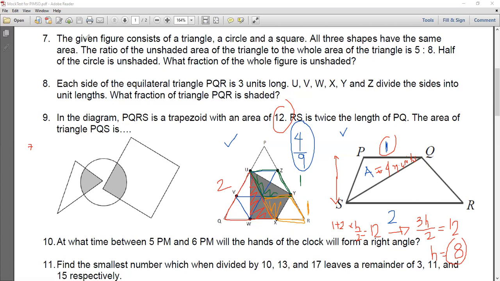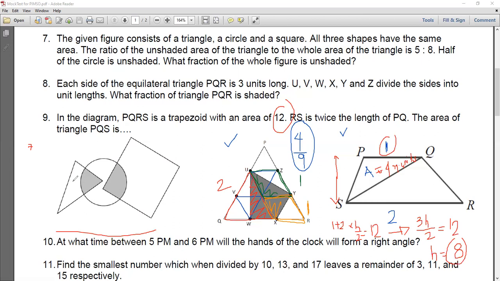The given figure consists of a triangle, circle, and a square, as you can see in this one. All three shapes have the same area. The ratio of the unshaded area of the triangle and the whole area is 5:8. So half of the circle is unshaded. What fraction of the whole figure is unshaded?